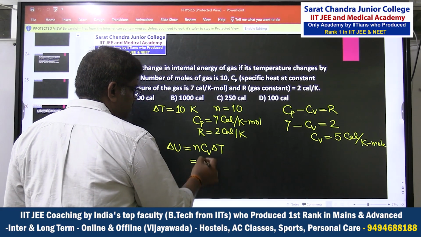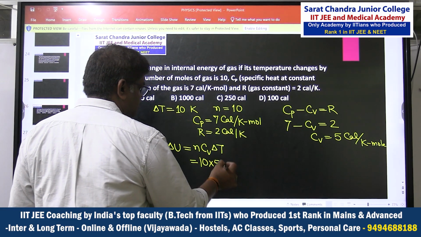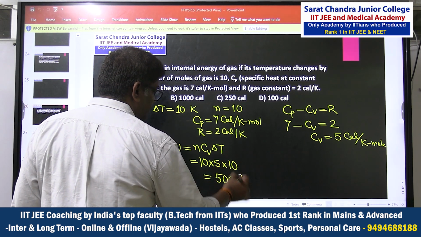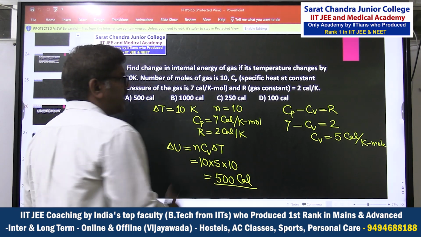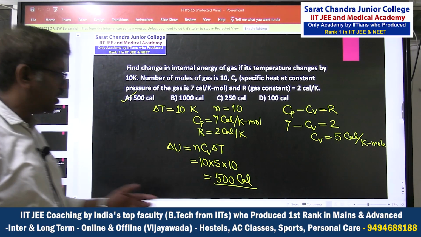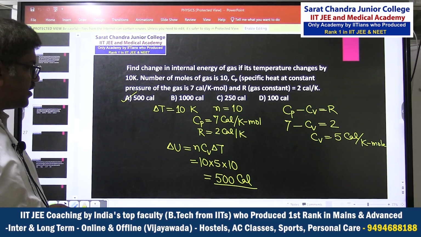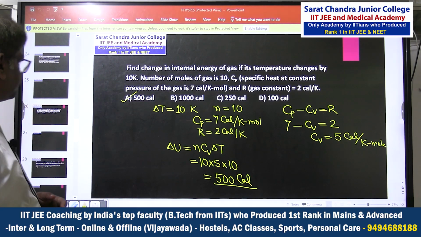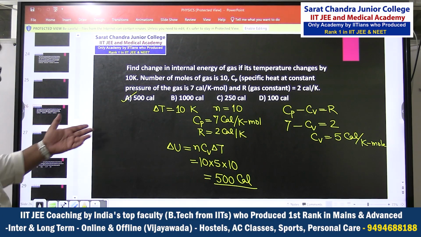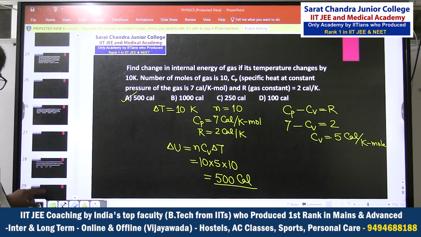Substitute this value here. This is 10, this is 5, this is 10. Your answer is 500 calorie. They are asking for the answer in calorie, that's why we don't need to convert it into joule, and directly we are getting the answer. So, again, a moderate question. In fact, an easy question, I would say. Okay, let's move to the next one.